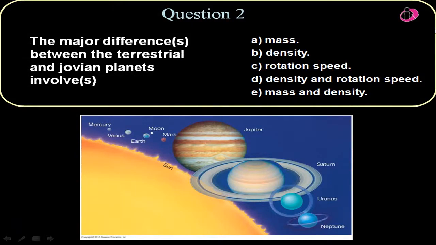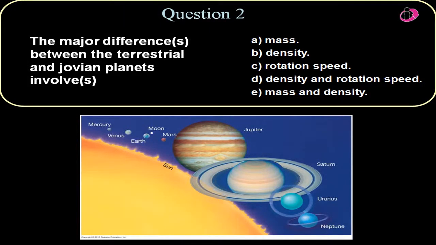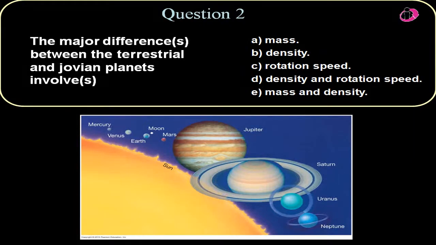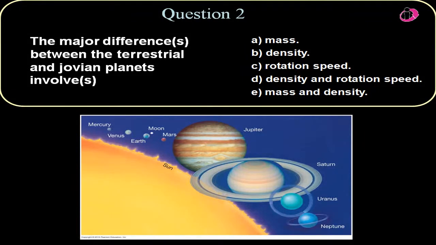Question 2. The major differences between the terrestrial and Jovian planets involve, well, the major difference is the mass. The mass of the Jovian planets is much greater than the terrestrial planets. Density as well. The volume of the Jovian planets is much greater, but in terms of mass per volume, the density, they're a lot less because they have a lot more volume in proportion to their mass. They also are rotating faster.